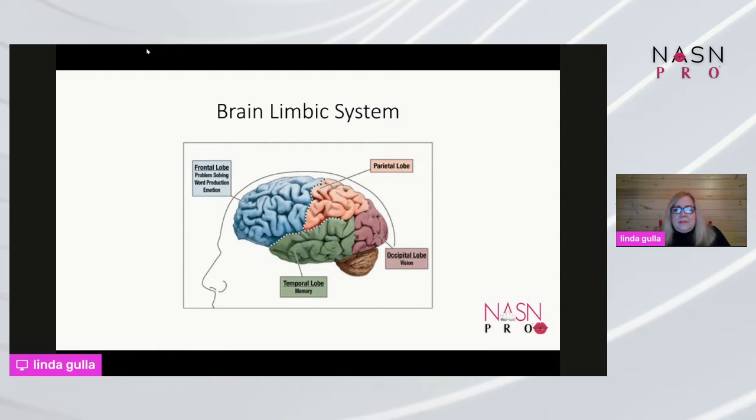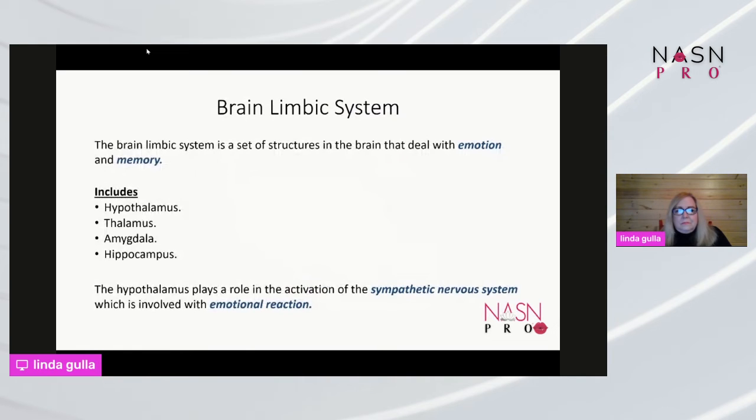The brain limbic system, we're going to discuss the parts of the brain today that include the temporal lobe, which is the memory, and the frontal lobe, which is problem solving, word production, and emotion. The brain limbic system is a set of structures in the brain that deal with emotion and memory. It includes the hypothalamus, the thalamus, the amygdala, and the hippocampus. The hypothalamus plays a role in the activation of the sympathetic nervous system, which is involved with emotional reaction.